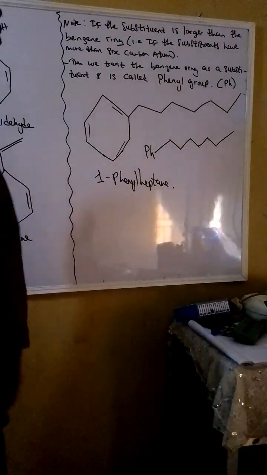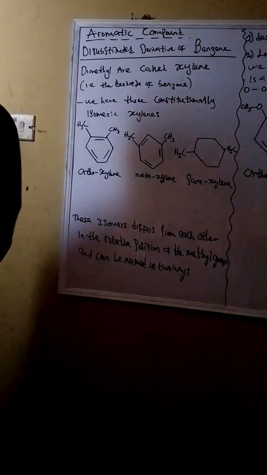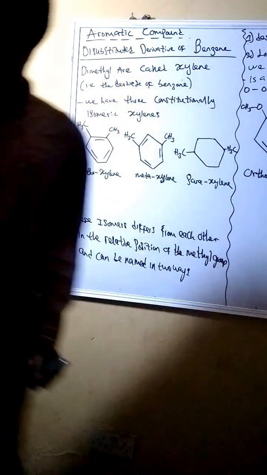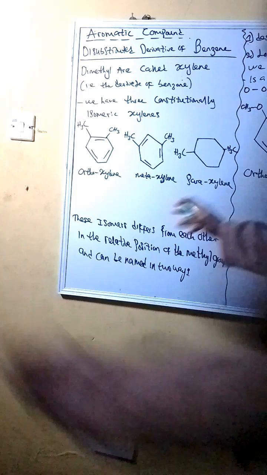So let's go to what we call disubstituted benzene. That's naming two particular categories of the benzene structure. Alright, so sorry, I don't have good handwriting. Please just bear with me. And you have a certain particular aromatic compound.